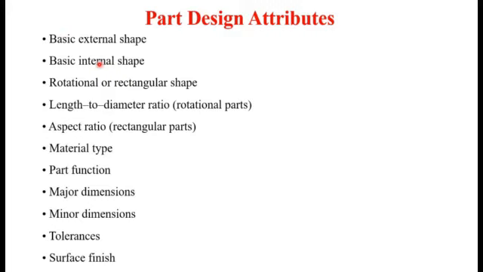These design attributes include all these points: the basic external and internal shape of the component, then rotational or rectangular shape, the particular size or shape of the component, and length to diameter ratio in the case of rotational parts. In the case of rectangular parts, the aspect ratio, length, width, height, and proportionality. Then material type, part function, and major and minor dimensions of the components. All this comes under design attributes. The tolerances provided on the component and the surface finish of the component also come under design attributes.